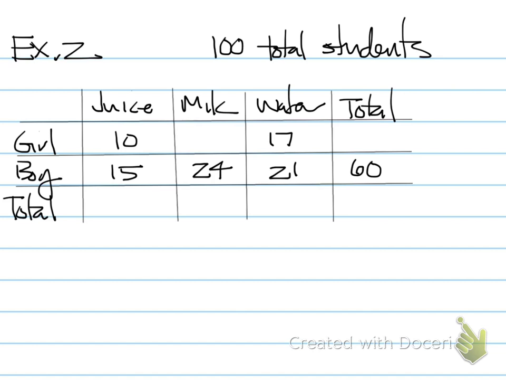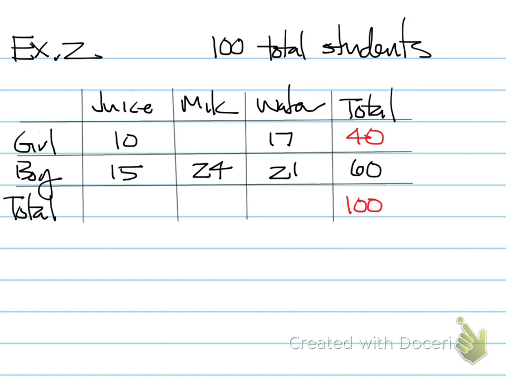So we can start right there in the bottom right corner. That's going to be the total number of subjects that were surveyed, 100. Now we can subtract 60 from 100 to get the total of girls. So 100 minus 60 is 40.